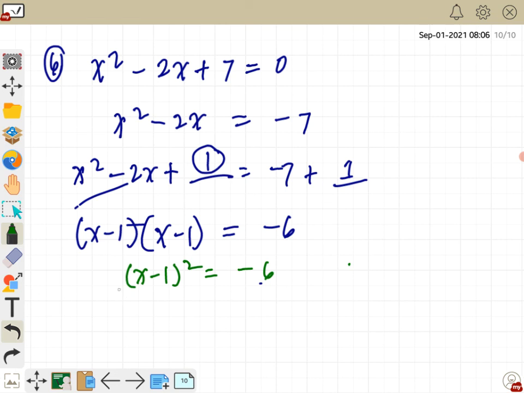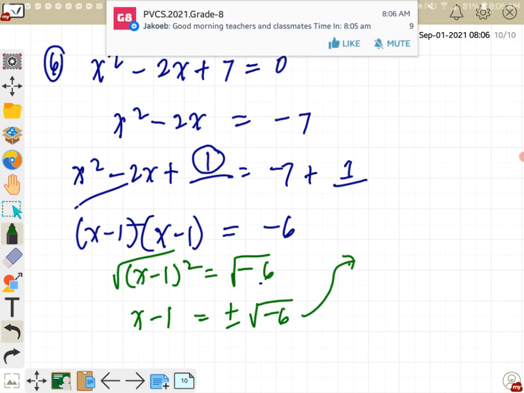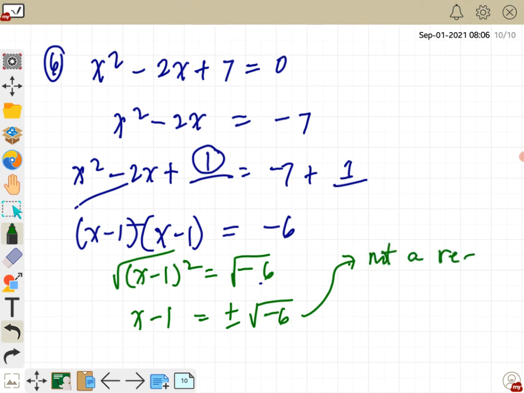After we extract the square root, we will have x minus 1 equals positive and negative square root of negative 6. The square root of a negative is not a real number. Meaning, if you evaluate that using a calculator, the calculator will simply tell you it's a mathematical error. So we cannot get the square root of negative 6.